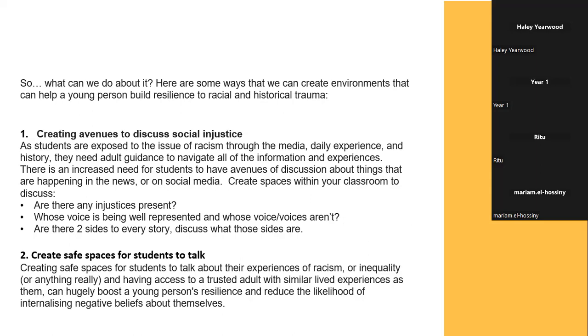So what can we do about it? There are some ways that we can create environments that help a young person build resilience to racial and historical trauma. So one, creating avenues to discuss social injustice. So as students are exposed to the issue of racism through the media, daily experience and history, they need adult guidance to navigate all of this information and all these experiences.